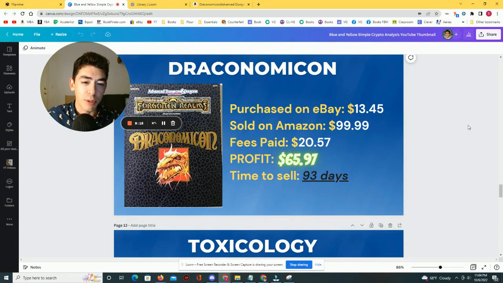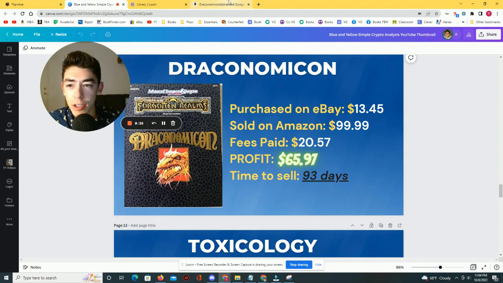Draconomicon. I'm sorry, I'm butchering this. People who follow this probably are gonna hate me, but it's a Dungeons and Dragons book. I bought this on eBay for $13.45. I flipped it for $99.99 on Amazon and profited $65. It took about 93 days or 3 months to sell.